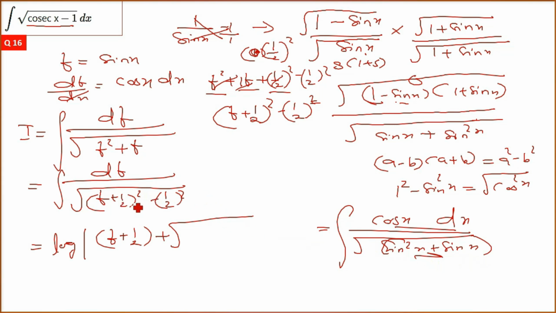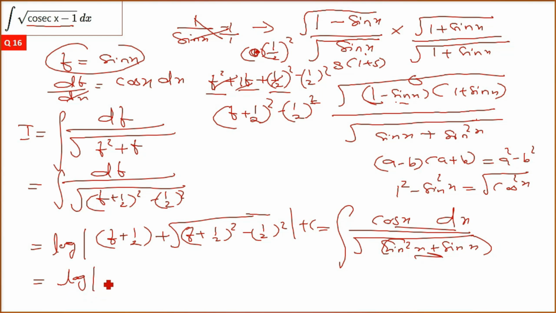Even if you open this or write it as t plus half whole square minus half whole square, even if you do that, when we replace t finally or revert back to sine x equals t, so sine x plus half plus under root, what is inside this? t plus half whole square minus half whole square. Same thing will come, because eventually this has come from the sine square x plus sine x only. So just write sine square x plus sine x in this case, and that will come with practice. If you do 2 or 3 times this type of question, this will be easier for you, plus constant of integration. That's your final result.